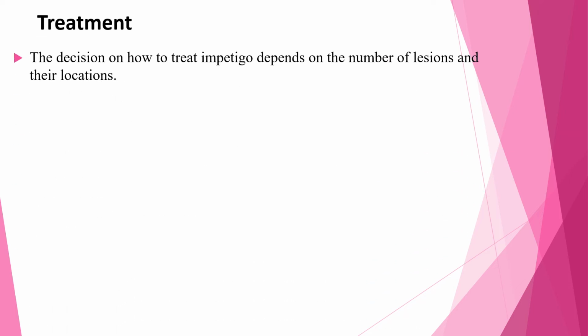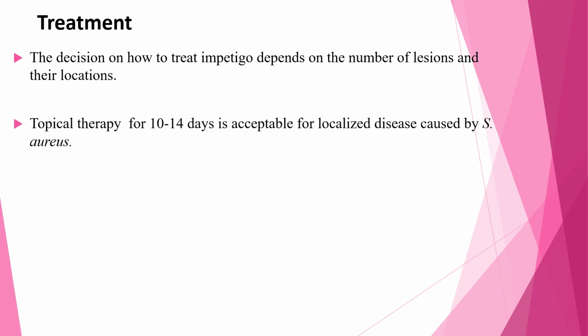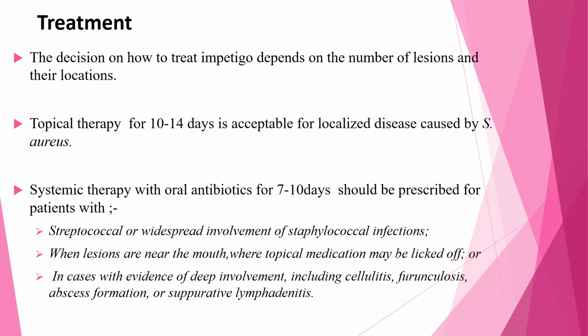Regarding treatment of impetigo, the decision on how to treat depends on the number of lesions and their location. Topical therapy for 10 to 14 days is acceptable for localized disease caused by Staphylococcus, and systemic therapy with oral antibiotics for 7 to 10 days should be prescribed for patients with streptococcal or widespread staphylococcal infections. So when the etiology is streptococcal, we should always prescribe oral antibiotics, whereas if it is Staphylococcus, for a localized one we can give a topical, and for widespread involvement of the body due to Staphylococcus, we should prescribe oral antibiotics.